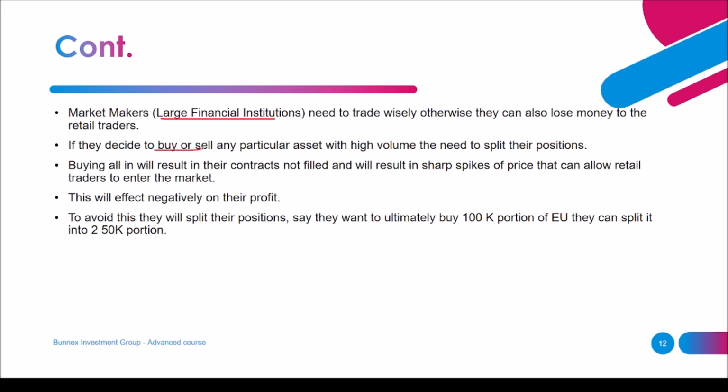If they decide to buy or sell any particular asset with high volume, they need to split their positions. Buying all in will result in contracts not filled and in sharp spikes of price that can allow retail traders to enter the market, and this will negatively affect their profit. To avoid this, they split their positions. Say they want to ultimately buy a 100,000 portion of EU, they can split it into two 50k portions of EU.